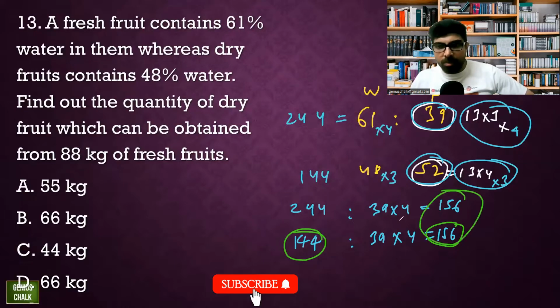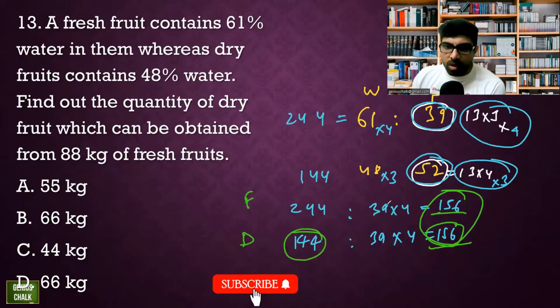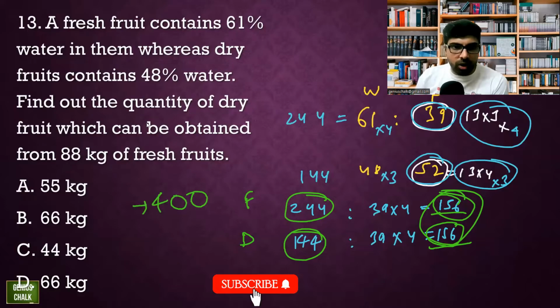Now we can see that pulp is the same, right? And this is the situation for fresh. This is the situation for dry. For fresh we can see pulp is the same. Water is decreasing because water is getting evaporated. So what is this total? 244 plus 156. How much is this? This becomes 400. So 400 is actually equal to 88 kg.